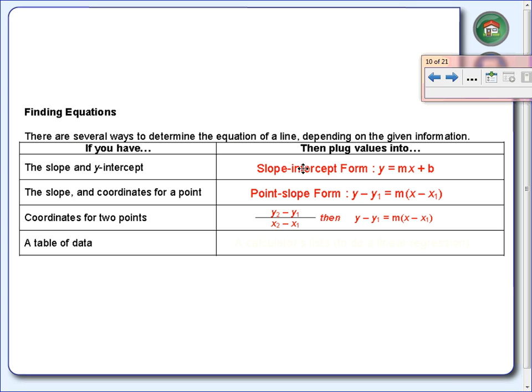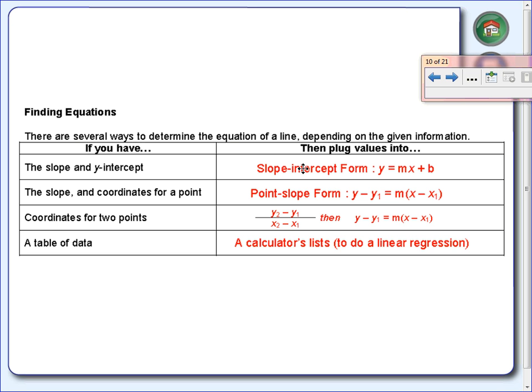And then the last one, what if we have a table of data? I think, Claudia, you mentioned this one earlier. What do you do here? Well, we could write it in standard form, but I'm talking about how would we actually get the equation. In this case, using your calculator and that stat button, do a linear regression.